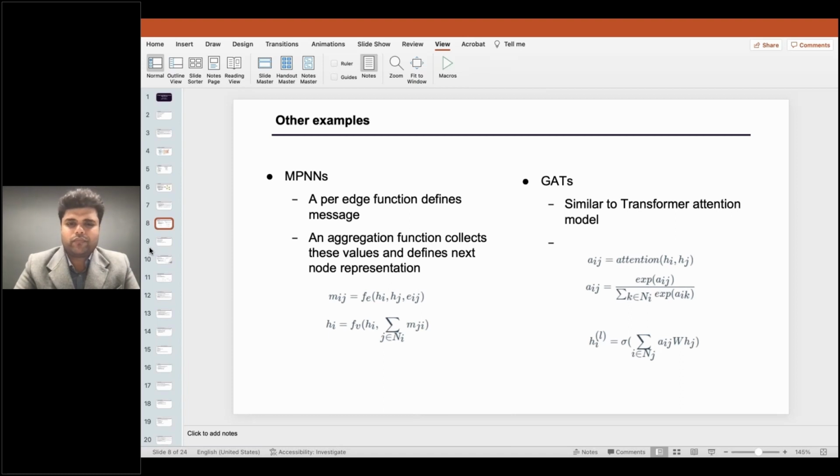So these are the two fairly common GNN models that are in practice. Next slide.